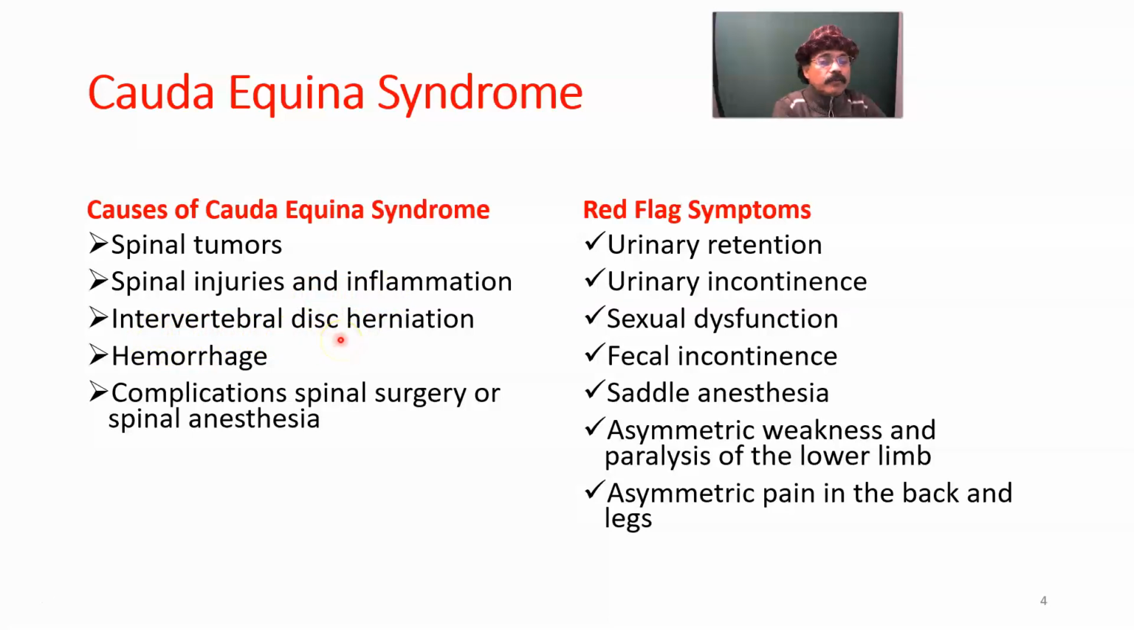Intervertebral disc herniation is a very common cause. It is usually posterolateral, therefore the motor and sensory loss will be asymmetrical in many cases. Hemorrhage: maybe epidural hemorrhage, subdural hemorrhage, subarachnoid hemorrhage, any type of bleeding within the meninges or just outside the meninges will lead to Cauda equina syndrome if it is inside the vertebral canal from lower lumbar 1 vertebra to the coccygeal region.